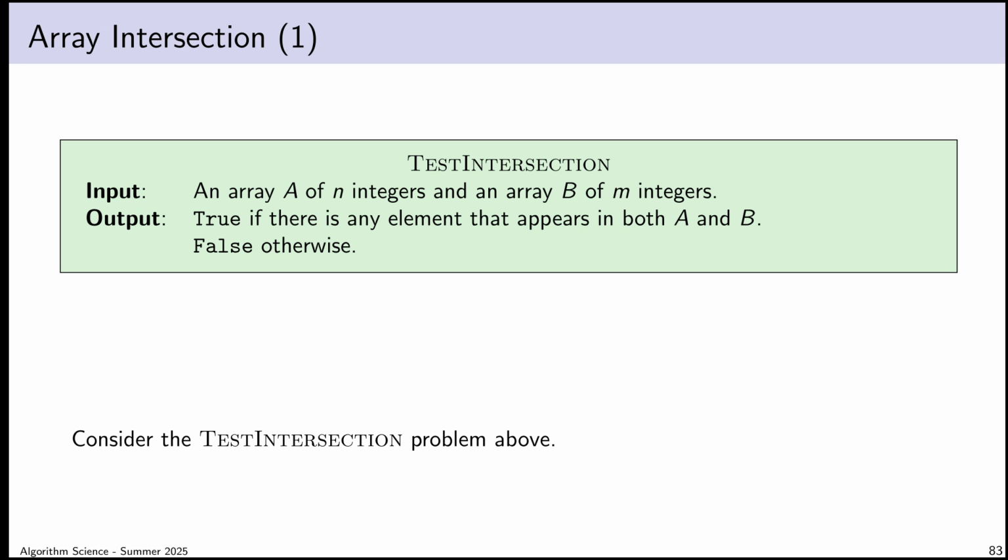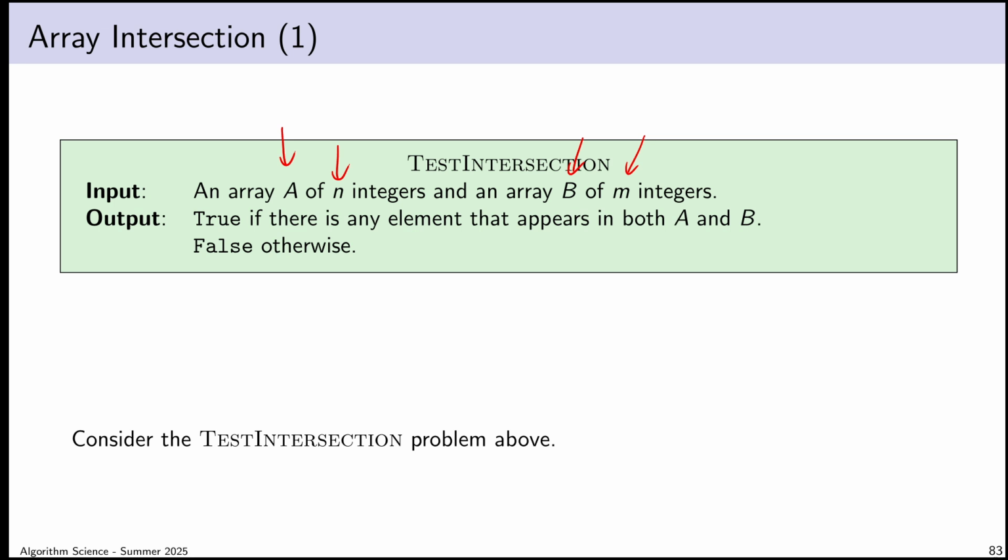Let's talk about one more set of problems. This is a type of search problem, but really, to be honest, I'm bringing it up because it gives us a chance to try out a variation on our analysis techniques. This problem is called test intersection, and it takes two arrays as its input, an array A and an array B. And they could have different sizes. So A contains n things and B contains m things.